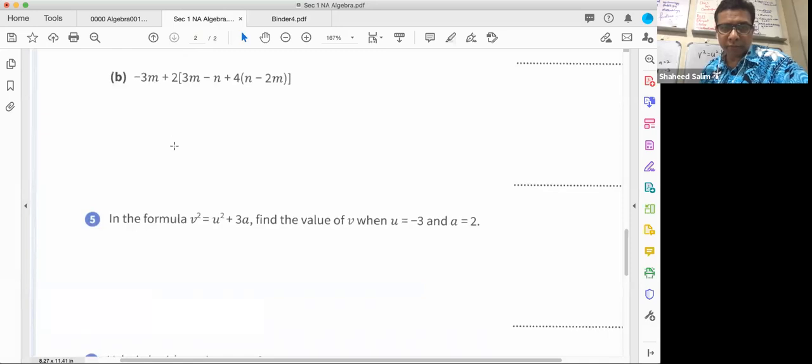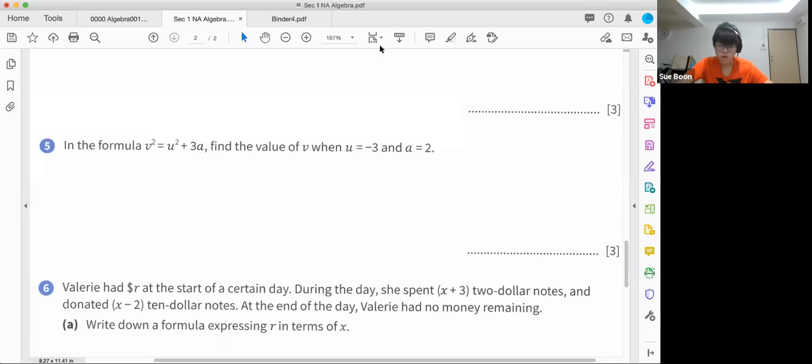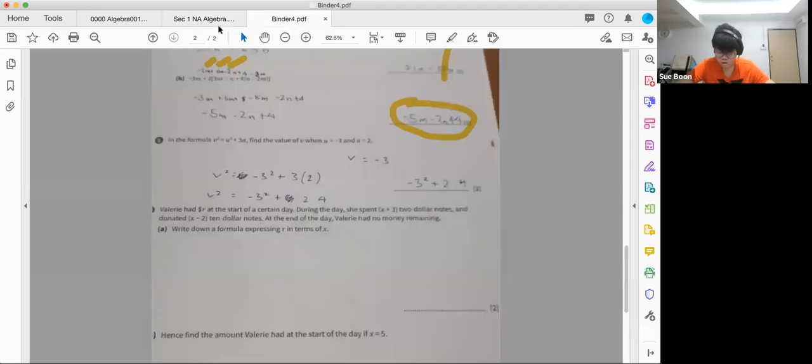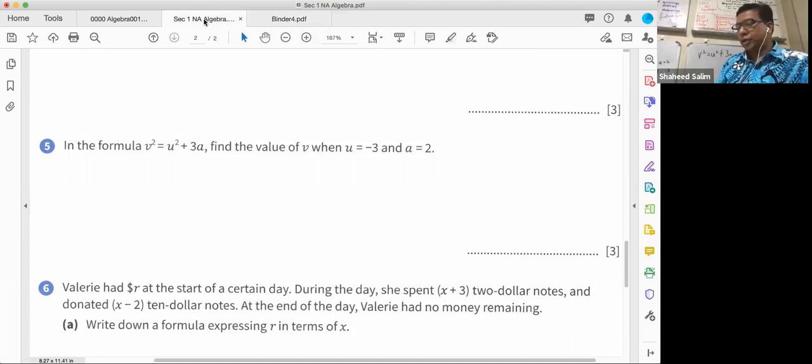Number 5. This is actually from the A book, so I'm not too sure whether the teacher covered all the topics in school, but let us see.